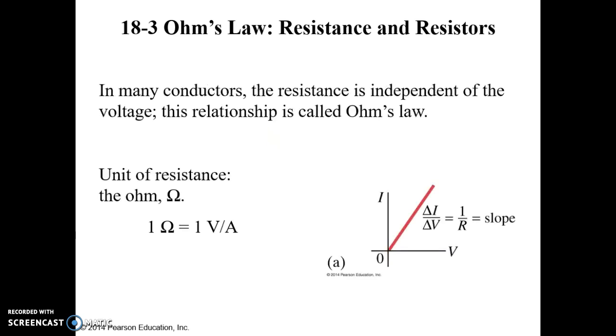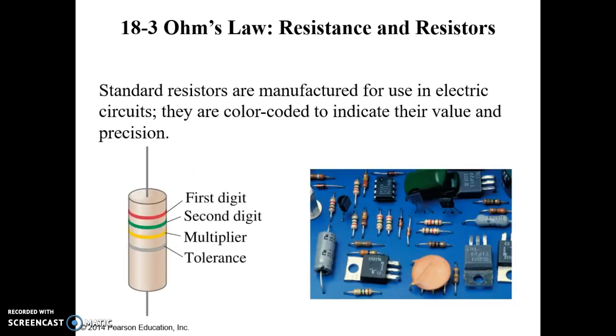In many conductors, the resistance is independent of the voltage. This relationship is called Ohm's law. And the unit for resistance is a Greek symbol omega, called ohms. A cartoon diagram of what a resistor component looks like is in the figure to your left. The different colors are codes that let you know how high or how low the resistance is in that component. The figure to your right shows a mixture of resistors and other circuit components.